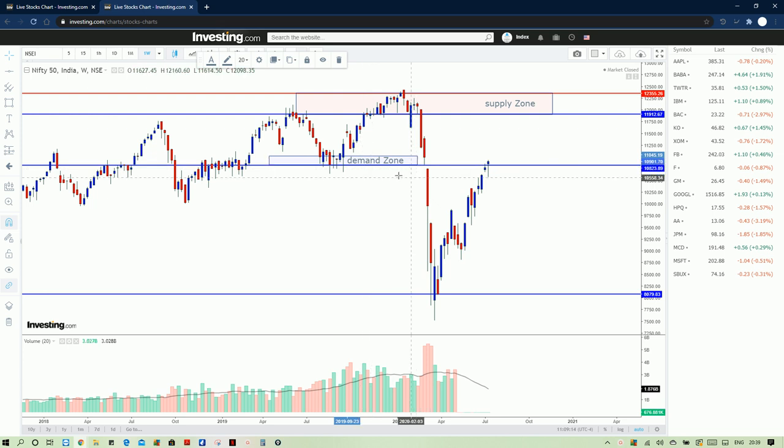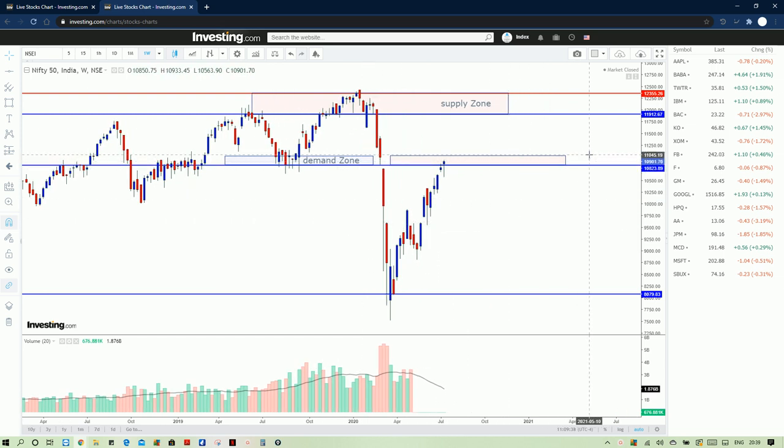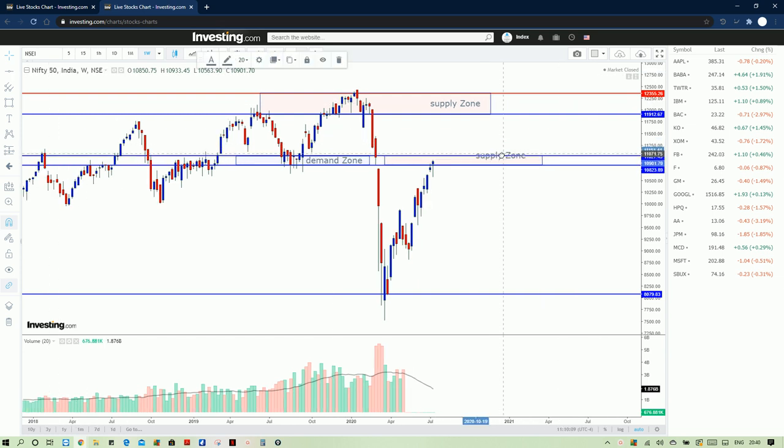So now this zone will be a resistance zone for us. So the earlier demand zone will be a resistance zone here. So up to what extent? We can draw a line here. So this will be a supply zone here.